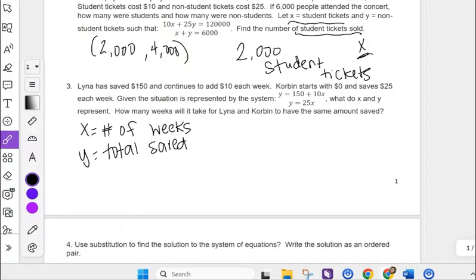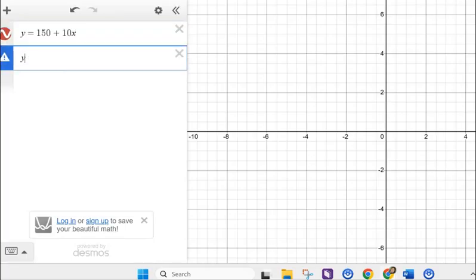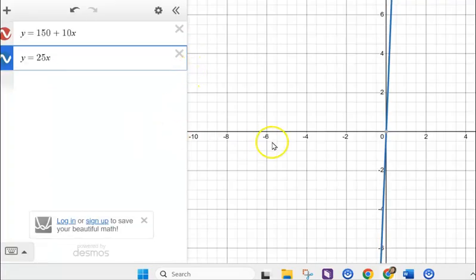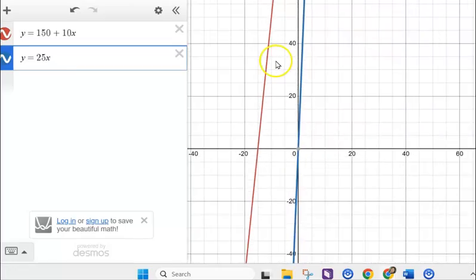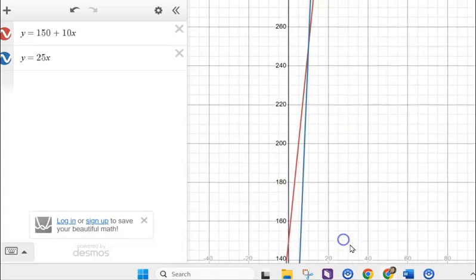And then I'm going to look here, and it's y equals 150 plus 10x. And then it's y equals 25x. Let's just double check to make sure y equals 150 plus 10x. Okay. And so then it's there. So then again, I'm going to have to zoom out. And this is where they cross at 10, 250.